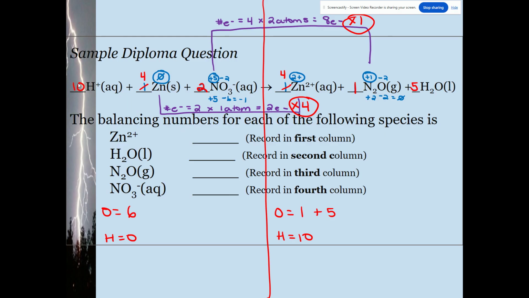Now the answer is looking for the balancing coefficient in front of zinc, that was a 4. In front of water, that was a 5. In front of N2O was a 1. And in front of NO3 was a 2. Okay? And that is how we balance half reactions.